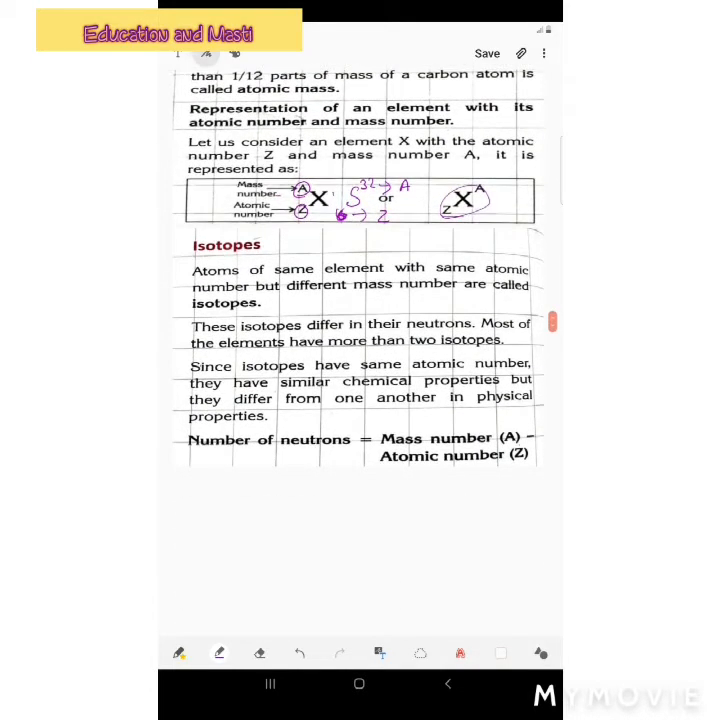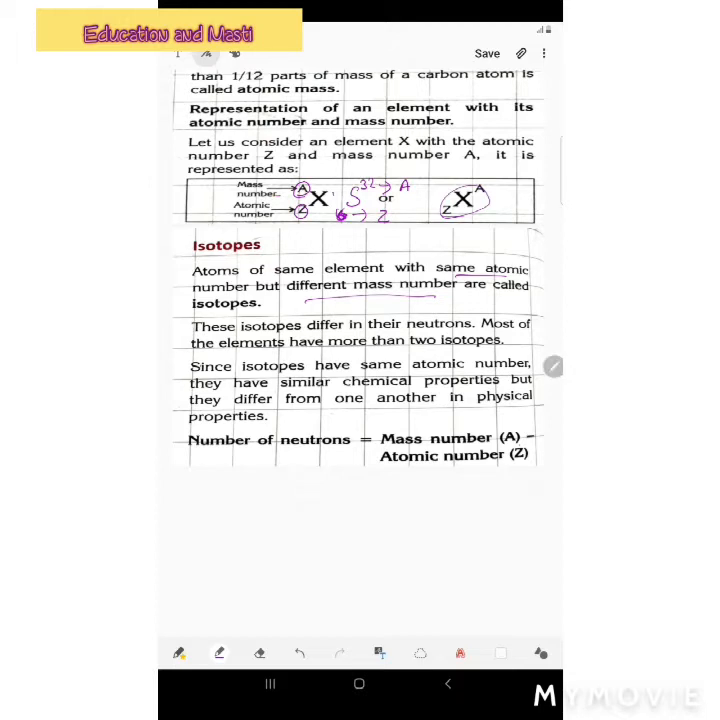Now let's see isotopes. Atoms of the same element with the same atomic number but different mass number are called isotopes. So these isotopes differ in their neutrons. Most of the elements have more than 2 isotopes. Since isotopes have the same atomic number, they have similar chemical properties, but they differ from one another in physical properties.